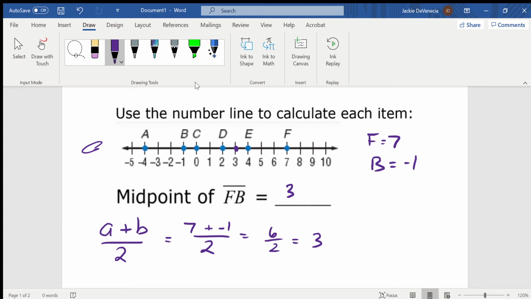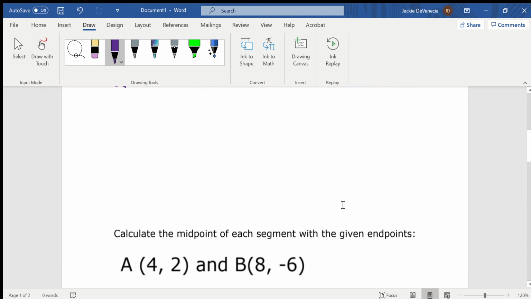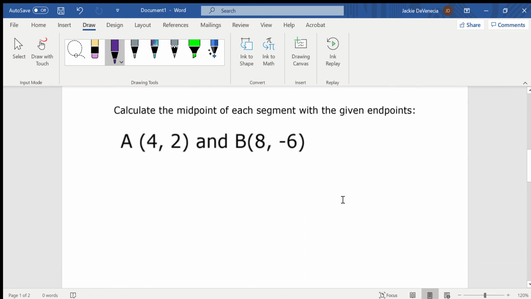So notice that with these midpoint values, they could be negative or positive. That's all right because midpoint is just asking for the coordinates, not the distance. Now let's look over here. Now they want us to calculate the midpoint of each segment with the given endpoints, and they gave us coordinate points like this. So automatically, when I see coordinate points with both x and y values, I know that I need to use this formula.